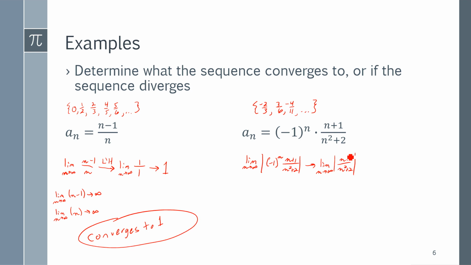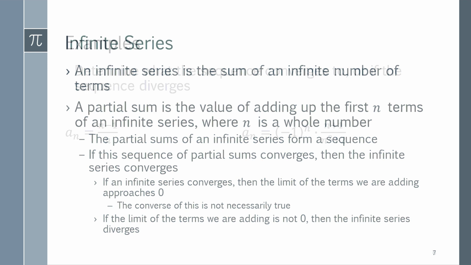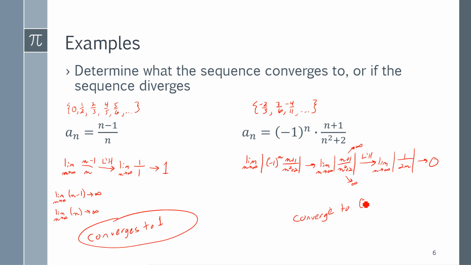I notice that the top is approaching infinity. The bottom is approaching infinity. So I can do L'Hopital's rule. I have the limit as n goes to infinity of 1 over 2n. And since the top is 1 and the bottom is getting larger and larger, this is approaching 0. So even though it's a little bit hard to tell by looking at the sequence of terms, this does converge to 0.